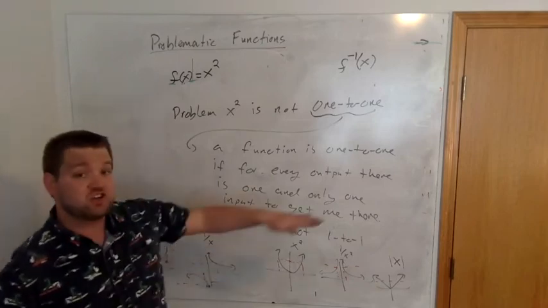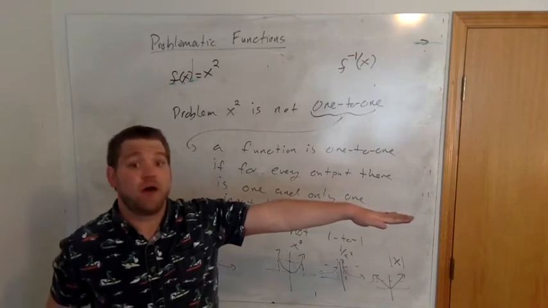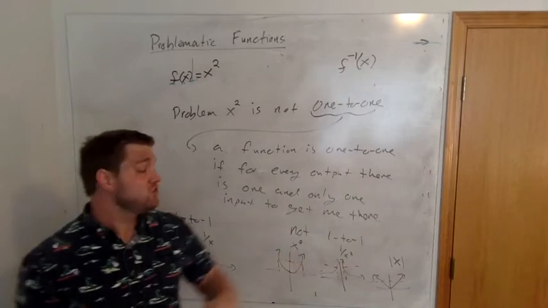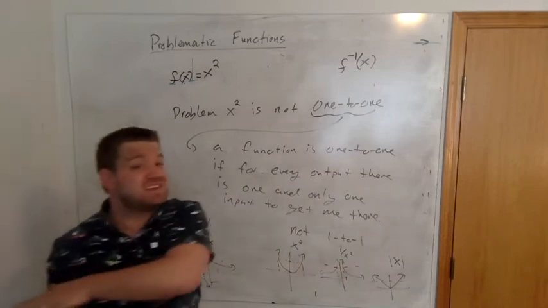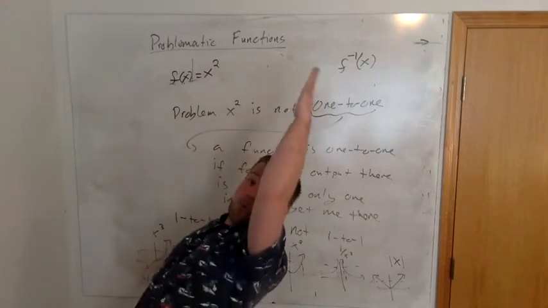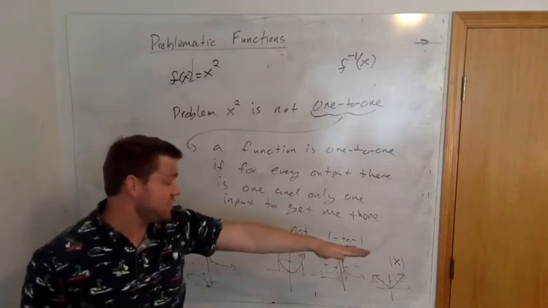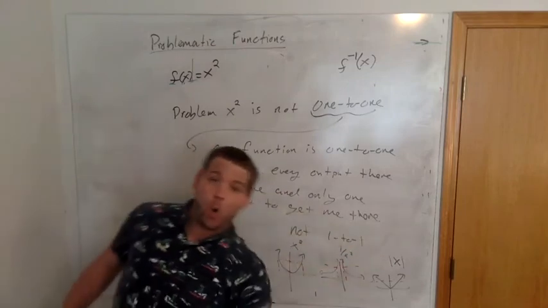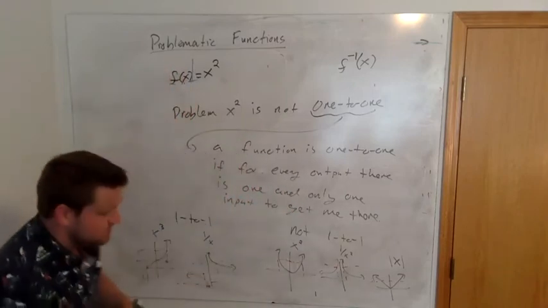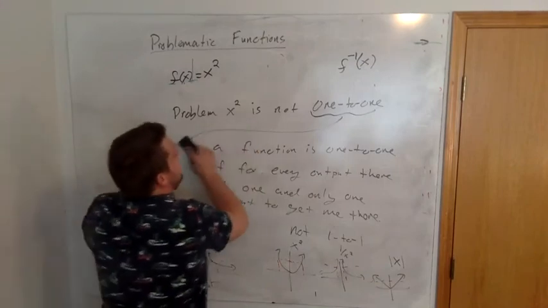So if a function doesn't pass the horizontal line test, okay, well, how do I think about a function's inverse? It's a reflection over the line y equals x. So if a function is not one-to-one, meaning it doesn't pass the horizontal line test, that means its inverse won't pass the vertical line test. If you don't pass the horizontal line test, you're not one-to-one, which means your inverse will not be a function. It won't pass the vertical line test. So I should make that a note. So problem, x squared is not one-to-one.